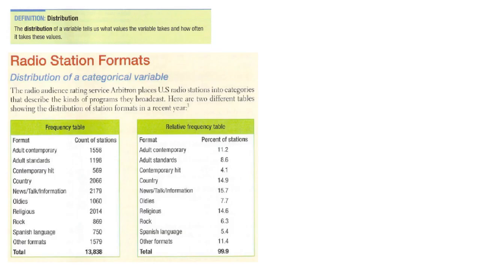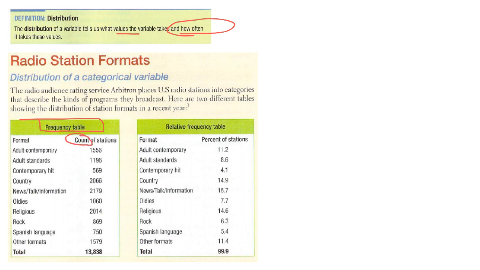So as we start to explore data, one of the ways that we will do that is by looking at the distribution of the data. The distribution of a variable is going to tell us what values that variable takes and how often it takes those particular values. There's a couple of different ways that we can display that using what's called a frequency table.